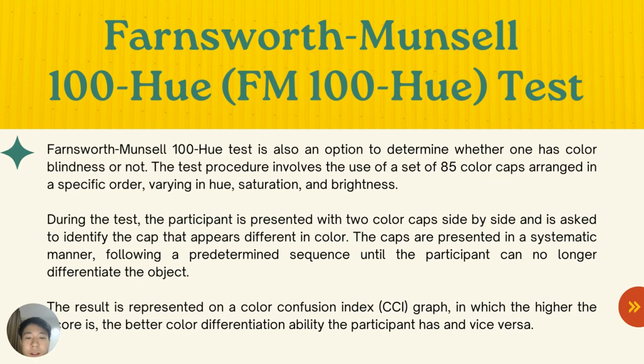The scoring of the FM100 test is based on the number of correct responses. The test results are typically represented on a CCI, or color confusion index graph, which plots the participant's performance against a standard color vision deficiency scale. The CCI graph can help identify any color deficiencies or anomalies in the individual's color vision. A higher score on the CCI indicates better color discrimination ability and vice versa. The lower it gets, the more it suggests potential color vision deficiency based on the FM100 test.